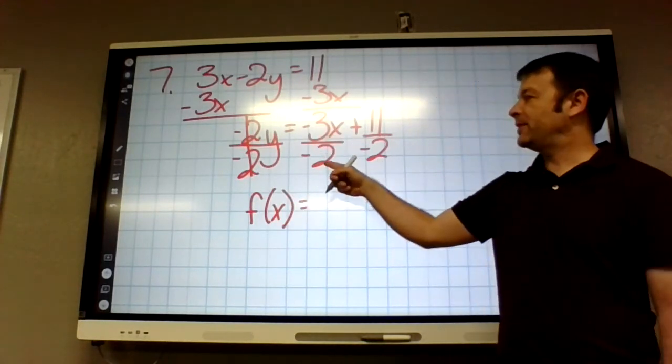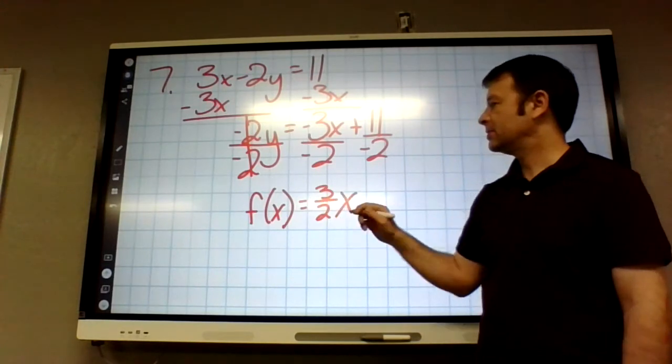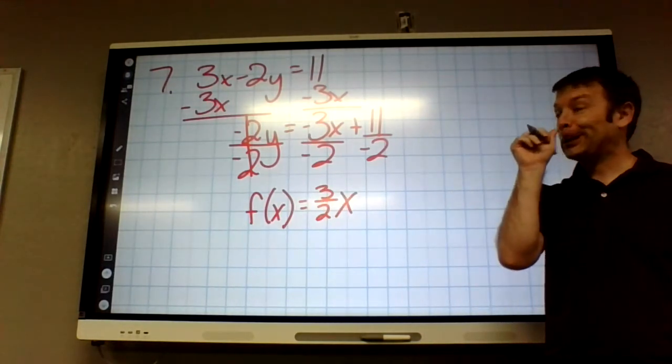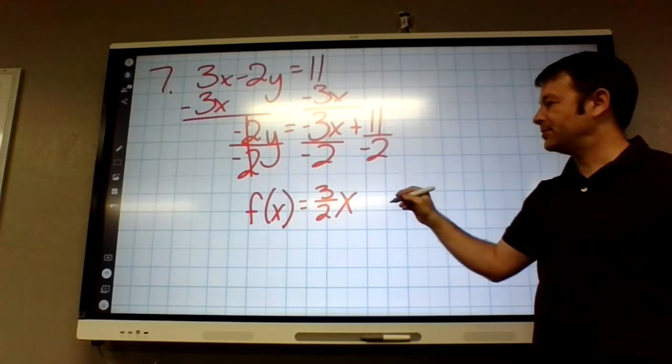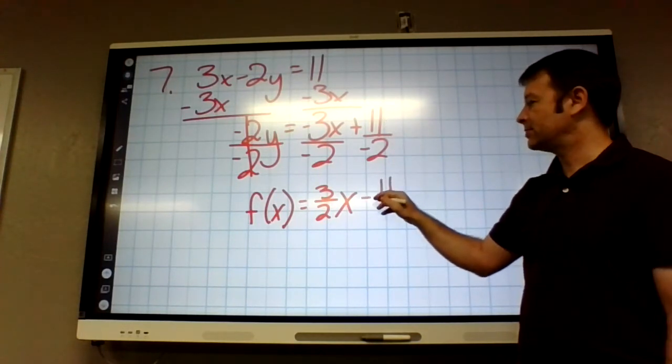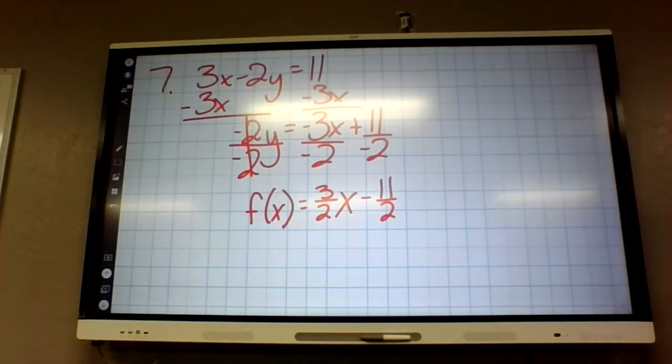Okay, what is negative 3 divided by negative 2? Positive 3 over 2 x. And what's 11 over negative 2? It's just negative 11 over 2, or negative 5.5. But we can just leave it like that. And that's the answer.